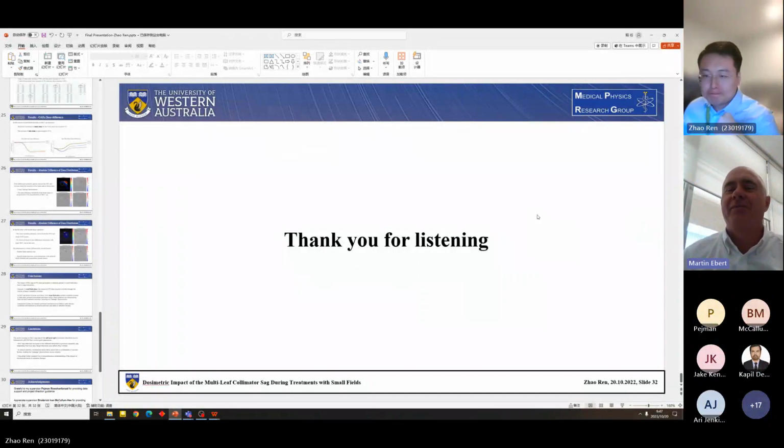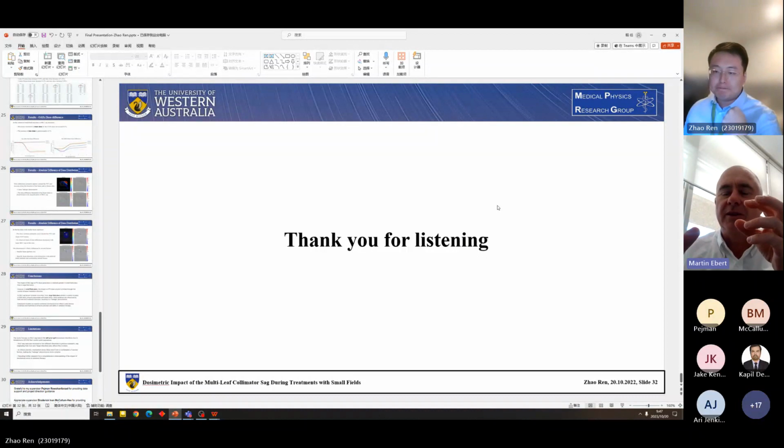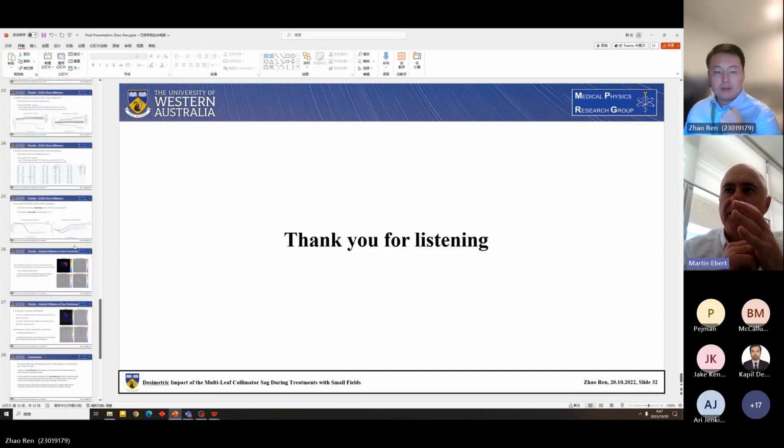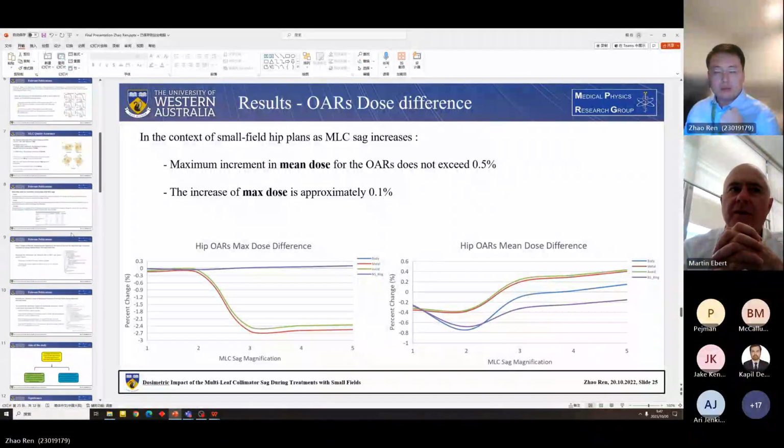Thank you. See, you were looking at the MLC sag in isolation, weren't you? You weren't looking at the gantry sag as well. Like you mentioned at the end there, a next step would be to combine the different mechanical errors. But you must have some idea of how what you found compares with the effect of the gantry sag, particularly if you've looked at Broderick's publication. Do you know how they compare?